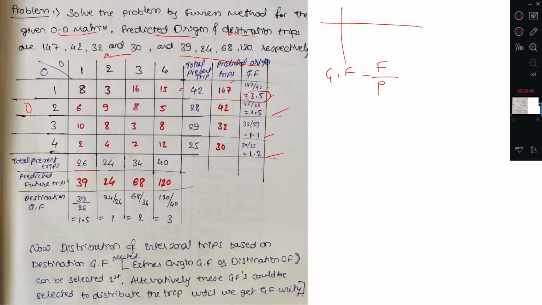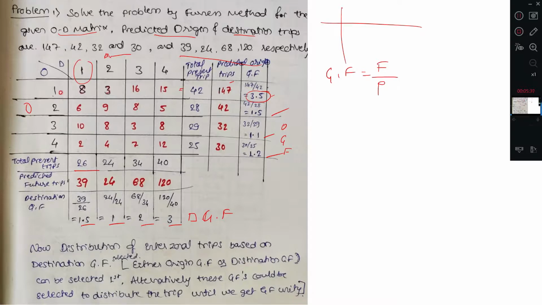When he has mentioned destination trips, these are the destination trips. Trips destined at zone 1 are all these trips. So 39 divided by 26, these are the growth rates, right? This is called the destination growth factor, and these are the origin growth factors. These 3.5, 1.5, 1.1, 1.2 are not the same as these, right? So destination growth factors are different and origin growth factors are different. The reason is that the values are not the same.